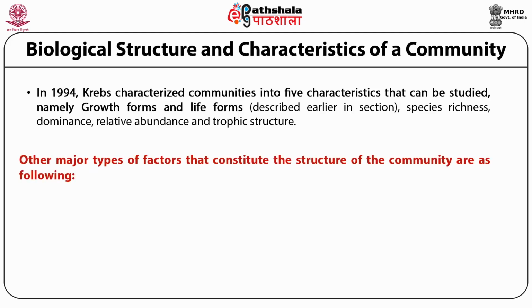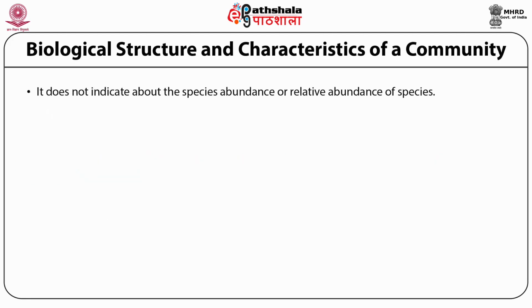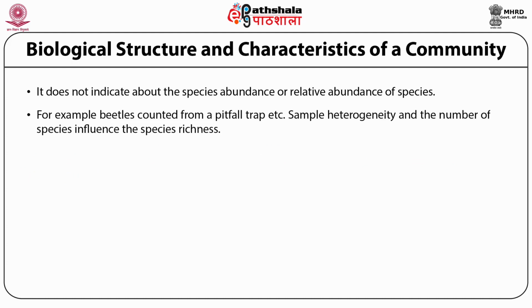Other major types of factors that constitute the structure of the community are as follows: species richness. Species richness is given as the number of species in a community. In an ecological habitat, landscape, or community, the count of different species represents the species richness. It does not indicate the species abundance or relative abundance of species. For example, beetles counted from a pitfall trap, etc.